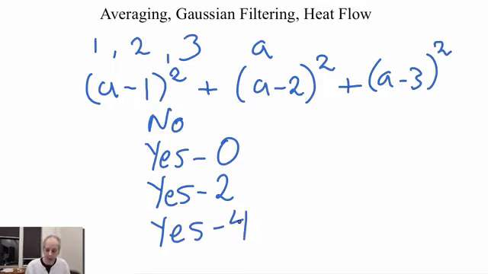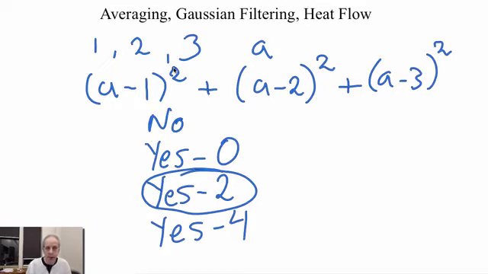Okay, let's explain. The answer is 2. How do I know that? Because it's the average of these three numbers. The number that will minimize this sum is the average of these numbers.